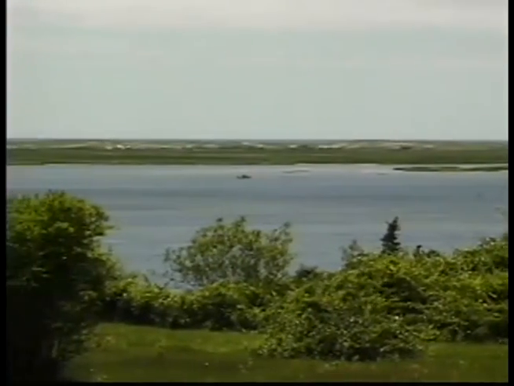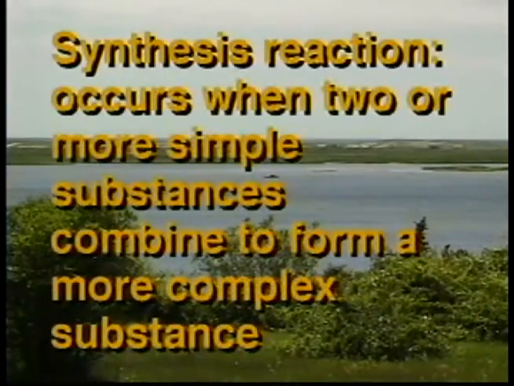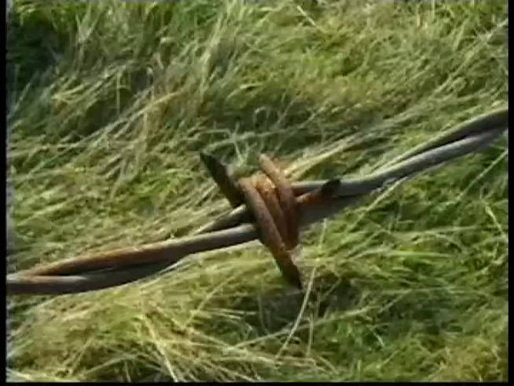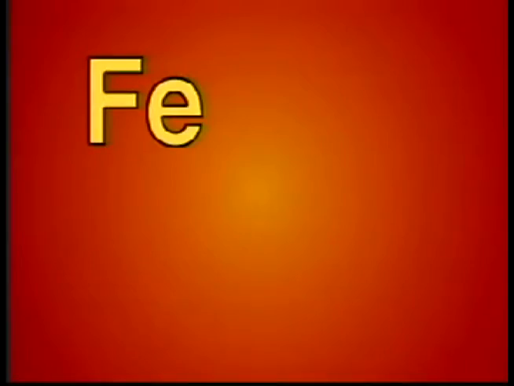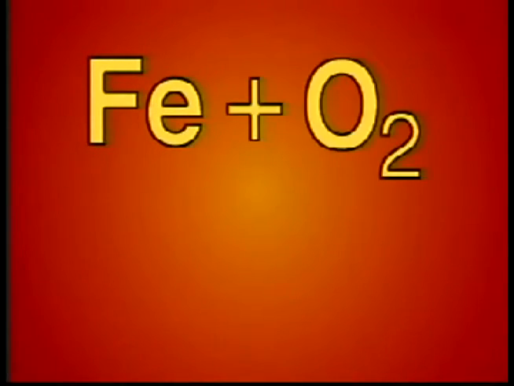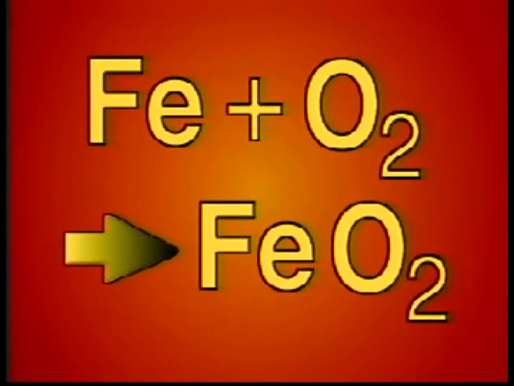A synthesis reaction occurs when 2 or more simple substances combine to form a more complex substance. The chemical equation for rusting is the following. Iron, symbolized by Fe, reacts with oxygen to form FeO2, or iron oxide.